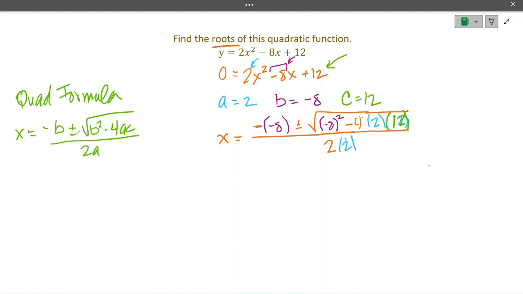Everything that represents a is blue. Everything that represents b is negative 8. And just a reminder, you're going to notice I plugged negative 8 in with parentheses in every single case. So if b is negative, it's really important to do that. And then c is green.